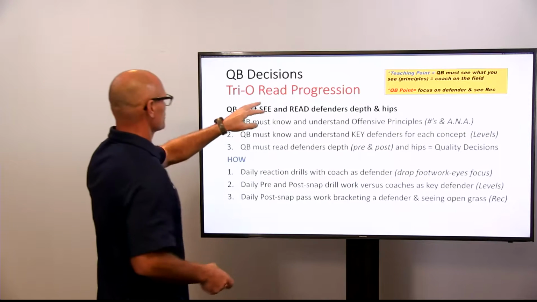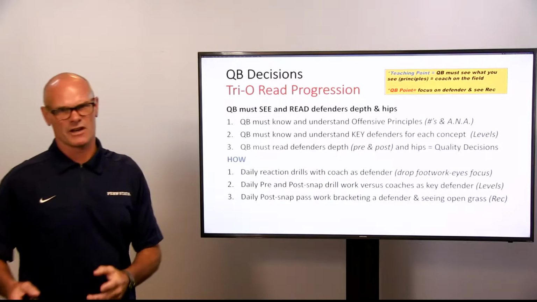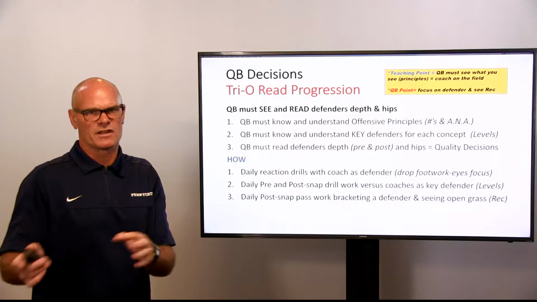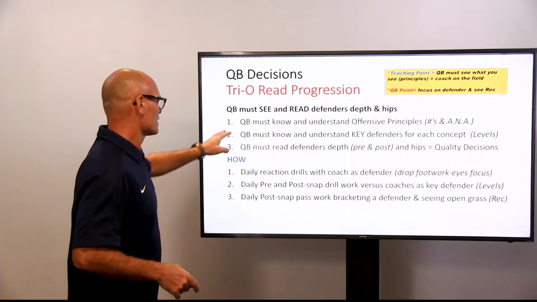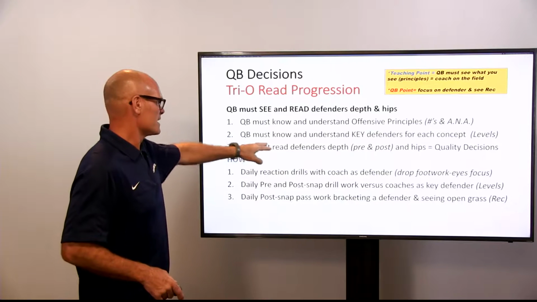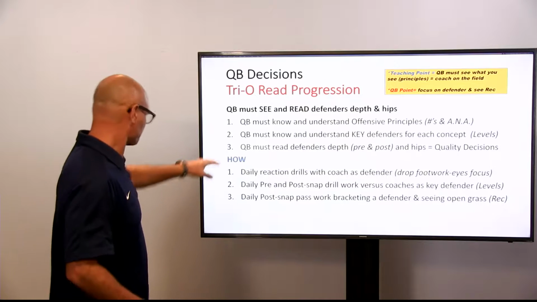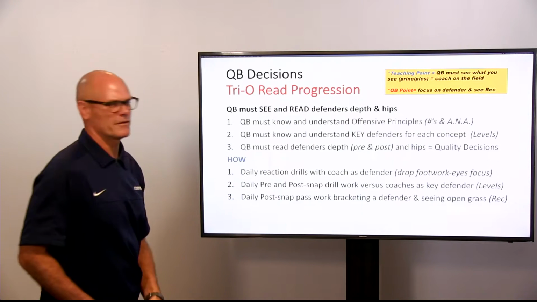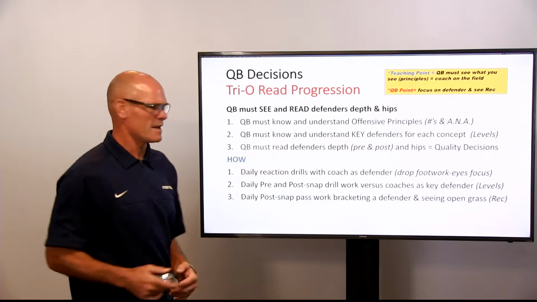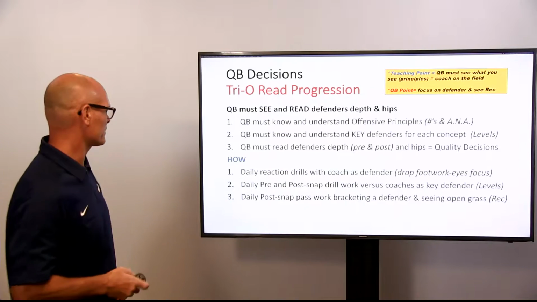The trial read progression we use here, the triangle offense, is real simple. You've got to see the defender, read that defender, and then you can go ahead off of his hips and his depth. Again, we want to understand the different principles and what ANA means. We'll go over that briefly. You have to understand who the key defenders are in each of the plays. And then number 3, you've got to read that defender's depth, pre and post snap, and then his hips. That'll tell you if he is an athlete and able to change direction and make plays on you.